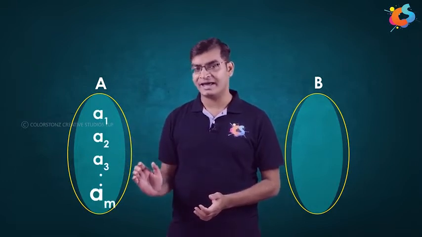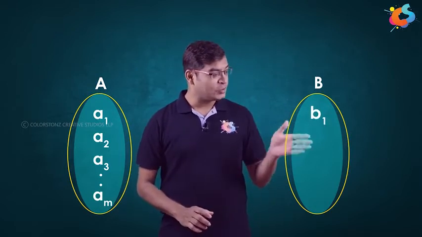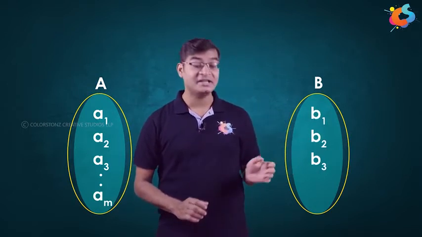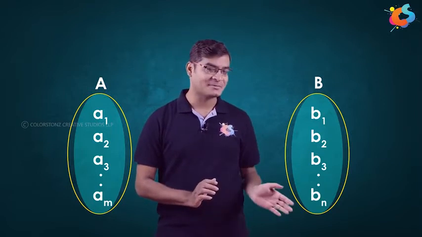So if we want to find the number of relations, then we should know the number of elements in A cross B. To find that, let us take set A and set B. Let us take some elements in set A and set B. Let's say the elements in set A are A1, A2, A3, and so on up till Am. And let's say the elements in set B are B1, B2, B3, and so on up till Bn.